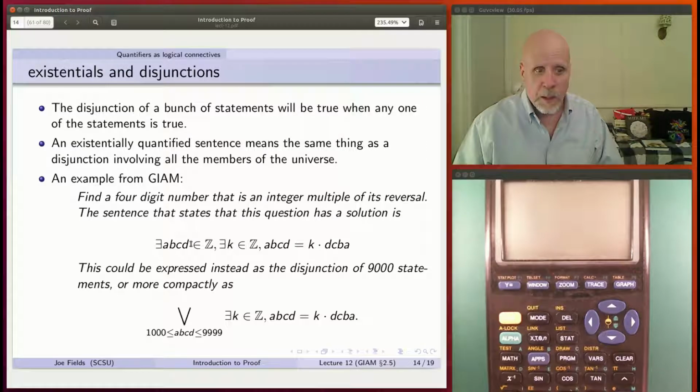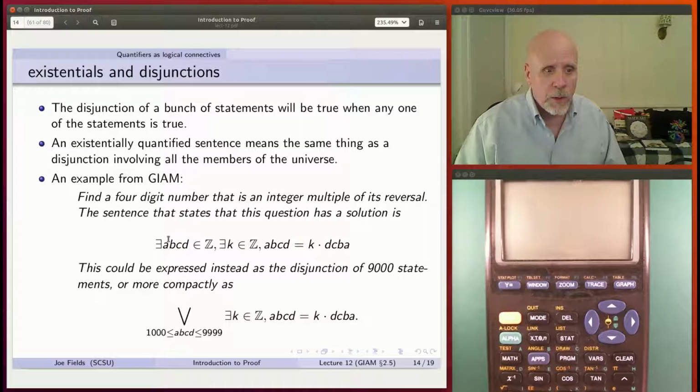Most people look at that and they understand, okay, he means a 4-digit number, so those are the digits of the 4-digit number. And this is an ordinary decimal number. We haven't got any funny bases going on. So there exists a 4-digit number in Z, and there exists a K in Z where ABCD is K times DCBA. You could express that existential statement as a gigantic OR, over numbers that go from 1,000 all the way to 9,999. I guess 9,999 would work too, because its reversal would be itself, and then K would be 1.